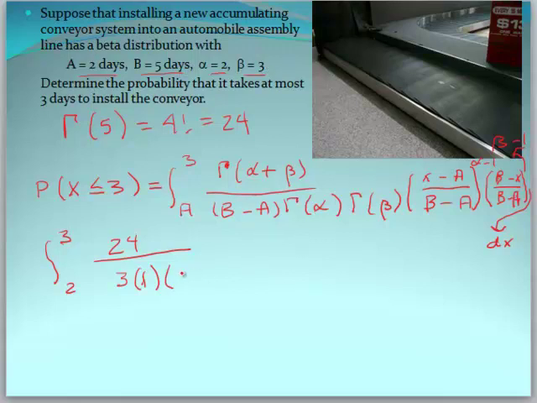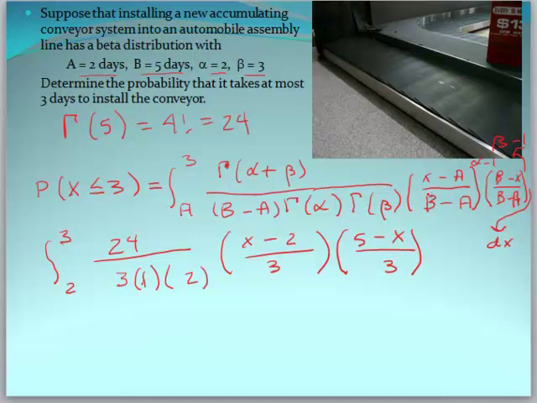And then plugging in these values over here, let me make that clear. So we've got x minus 2 over 3, and then here is going to be 5 minus x over 3. Oh, and alpha minus 1 is just 1, and beta minus 1 is going to be 2, to the dx.